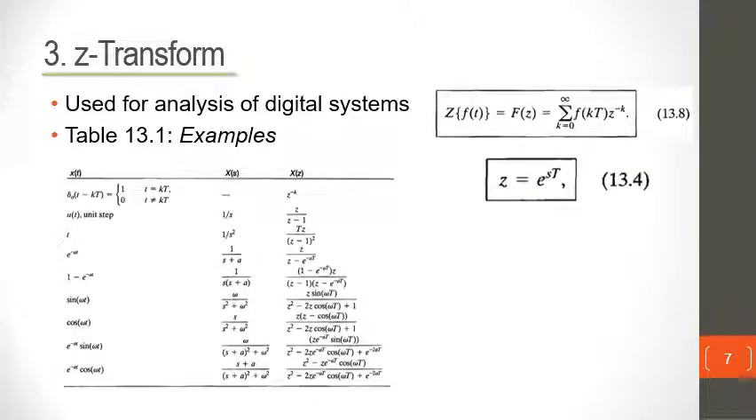Now, in order to analyze digital systems or digital control systems, we need a new type of transform. Instead of just using the Laplace transform, the most convenient transform is called the Z transform. If you're American, the Z transform. And the Z transform simply means the Z transform of a signal f of t.